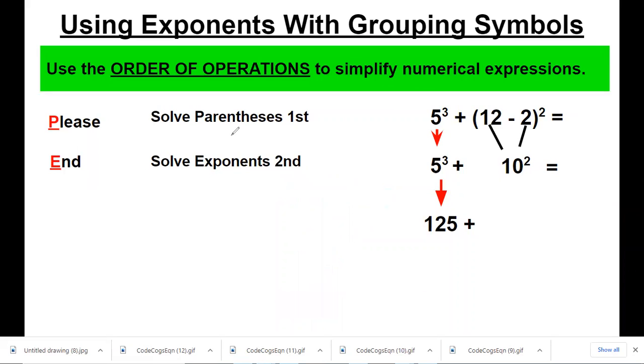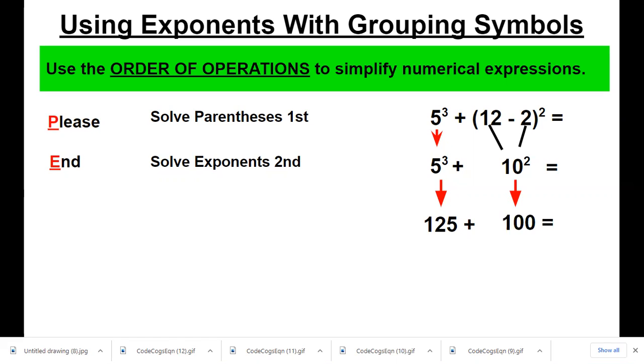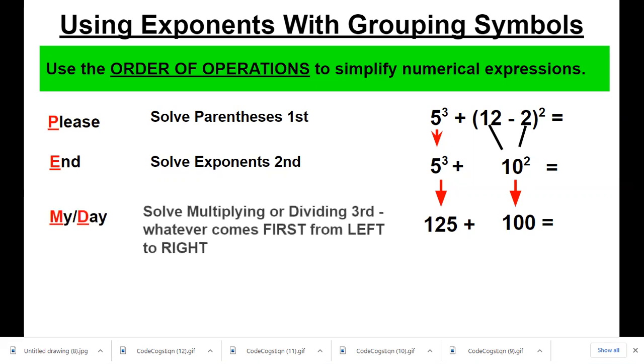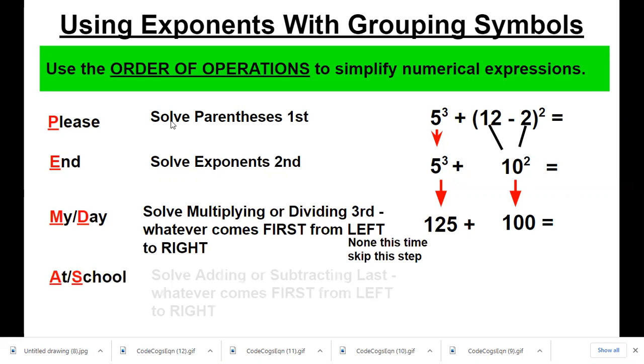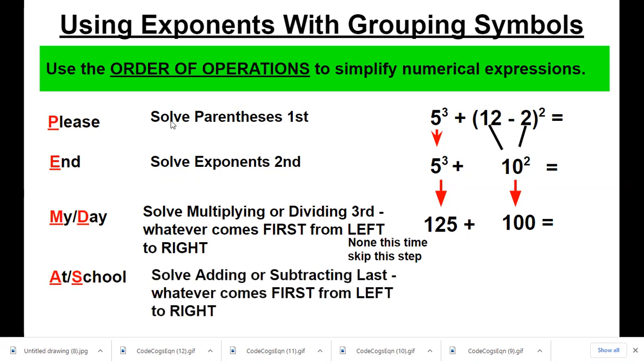And then I have 10 squared as well. So I'm going to do 10 squared. 10 times itself is 10 times 10. 10 times 10 is 100. Now I do multiplying or dividing, whatever comes first. There's none, so I skip that step and go right on to the last step of adding or subtracting. It's adding. So I'm going to add 125 plus 100, and I'm going to get 225.